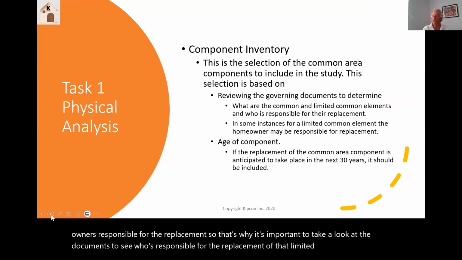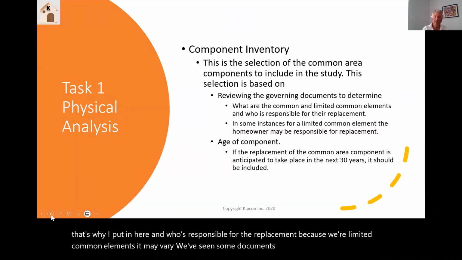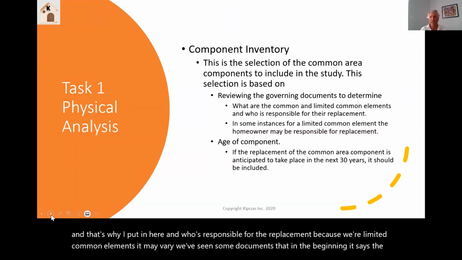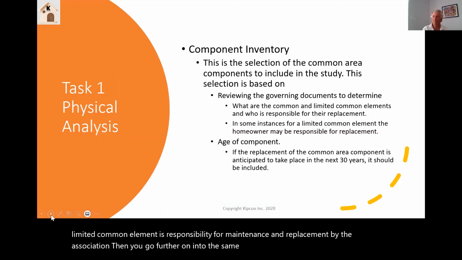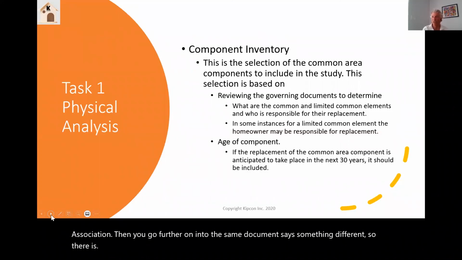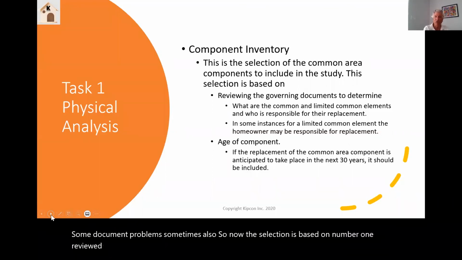That's why I put in here who's responsible for the replacement, because with limited common elements, it may vary. We've seen some documents that in the beginning say the limited common element is the responsibility of the association for maintenance and replacement. Then you go further on in the same document, and it says something different. So there are some document problems sometimes also. So the selection is based on, number one, reviewing the governing documents to determine what the common elements and limited common elements are, and who's responsible.